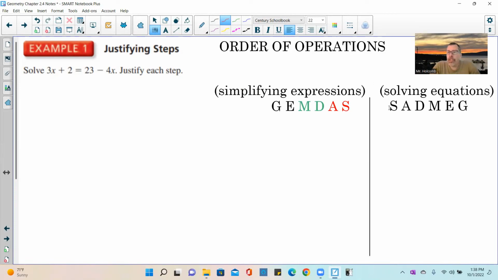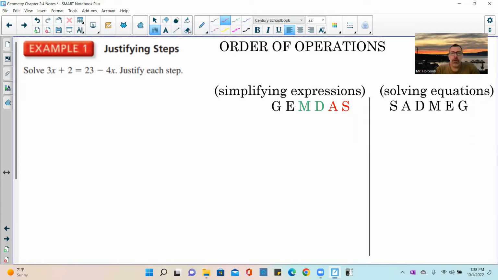Okay, and then over here, I have it written backwards, and it is SADMEG in this case, solving equations. This is when you're crossing the equal sign. You have to go across the equal sign. You're going to use the inverse of the operation that's being done to the expression. So what does this all mean?